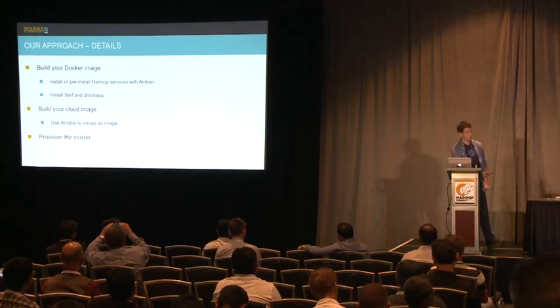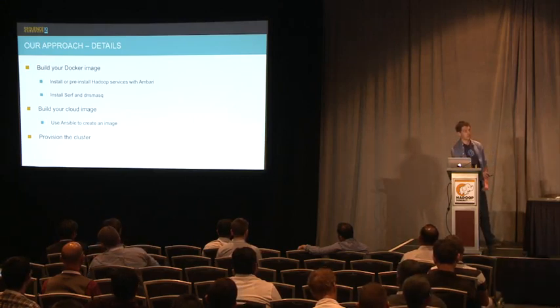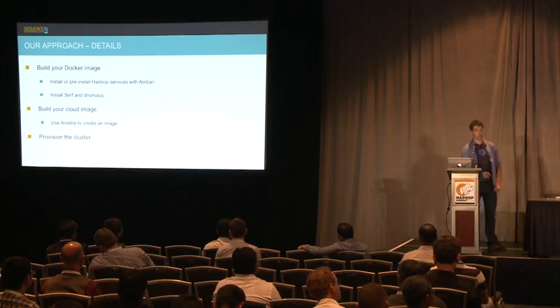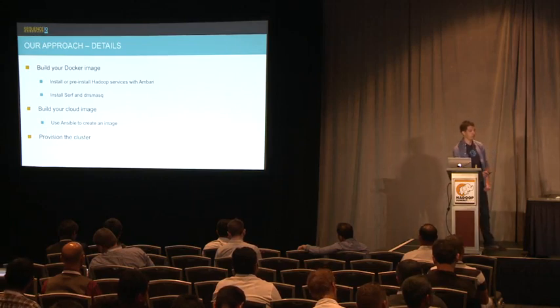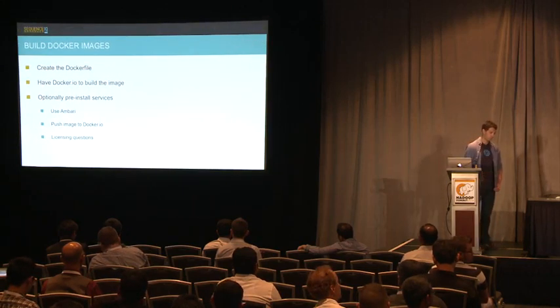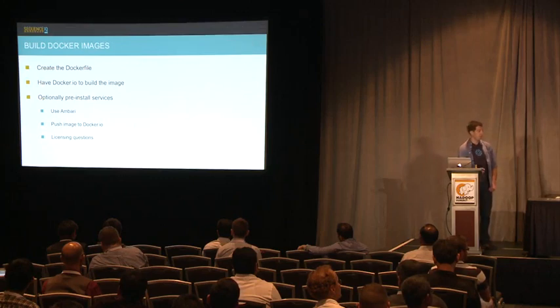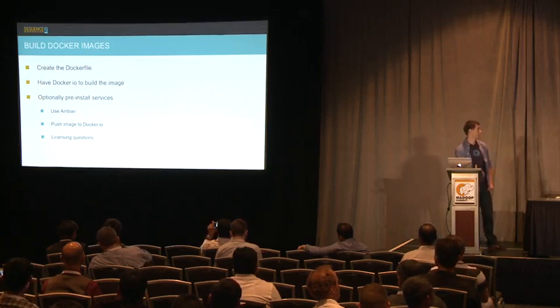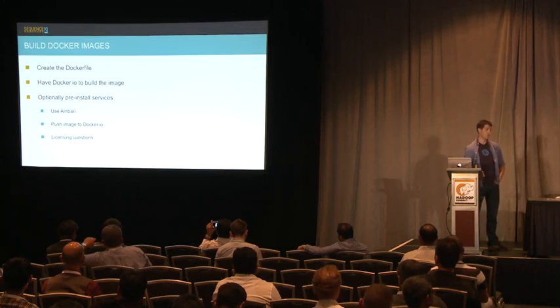Then the other thing is you would need to build the cloud image based on the Docker image which you have just built. We automated everything, and we use Ansible for that. And at the end, you would need to provision the cluster. So, building the Docker image. The first thing you need to do when you are about to build a Docker image is create a Dockerfile.